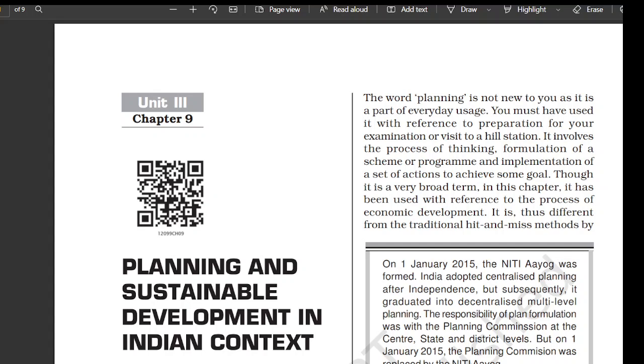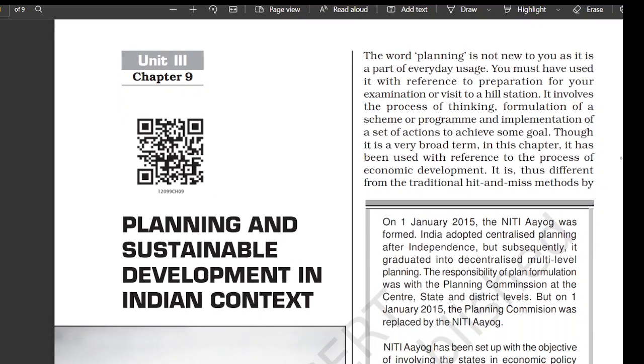Let's start with chapter number 9, class 12th geography, planning and sustainable development in Indian context. The word planning is not new to you as it is part of everyday usage. You must have used it with reference to preparation for your examination or visit to a hill station. It involves the process of thinking, formulation of a scheme or program, and implementation of a set of actions to achieve some goal.